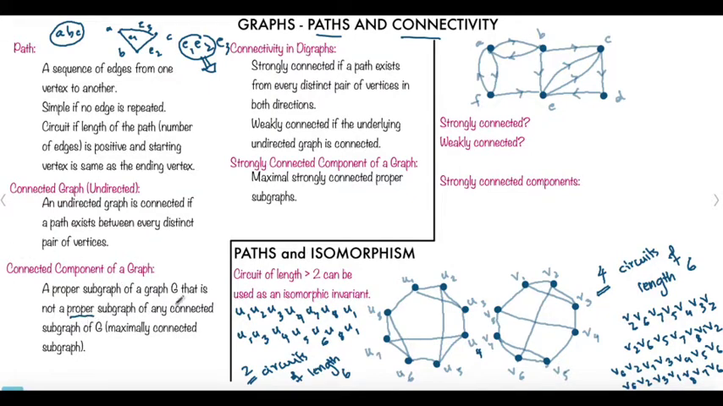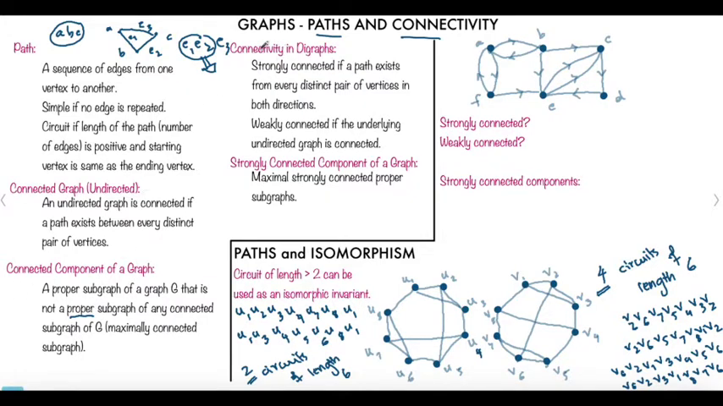And if we find all the connected components of a graph, then the maximum of that will be the connected component. Okay, so by definition, we want to find a subgraph of G that is connected and there's no other subgraph of G that is a superset of that connected subgraph. Okay, that is the connected component.